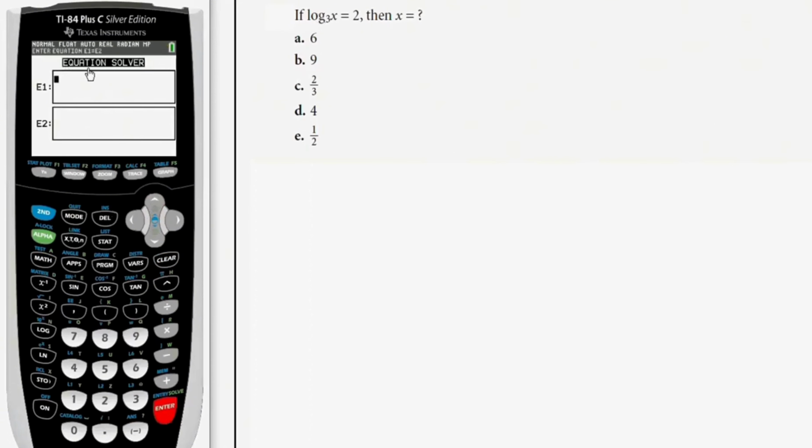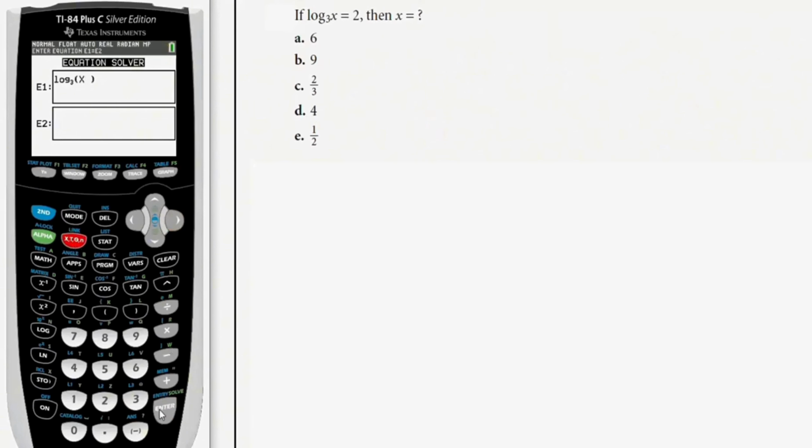Alright, so for E1 we are going to input log base 3 of x. So let's locate the right log base function on the calculator. You press math, scroll up, scroll up again. This is it, log base. That's the function I'm looking for. Press enter. So the base is 3. Come here and put x.